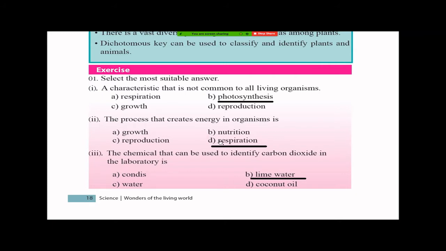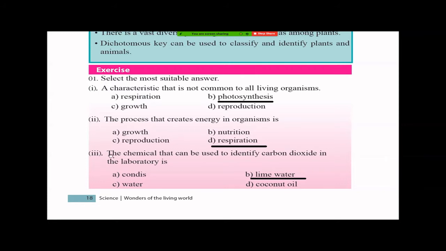Second one: the process that creates energy in organisms. Hope you remember, respiration is not only breathing in and taking oxygen and breathing out carbon dioxide. It also has a production of energy. So respiration is the answer, the process that creates energy in organisms.